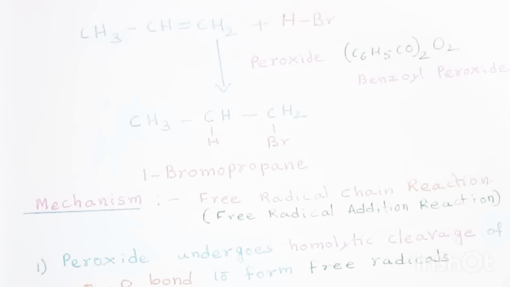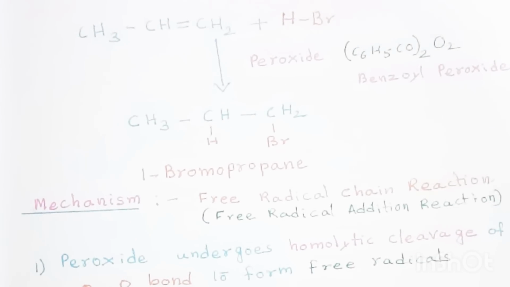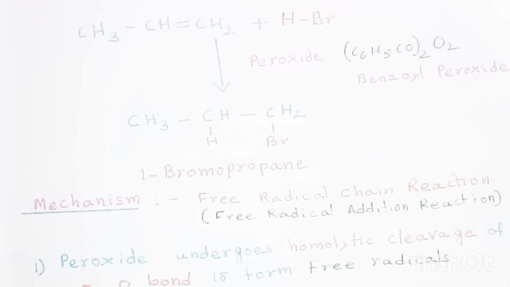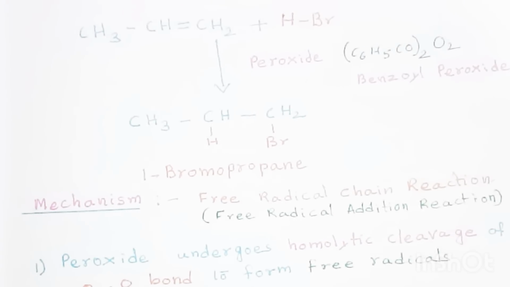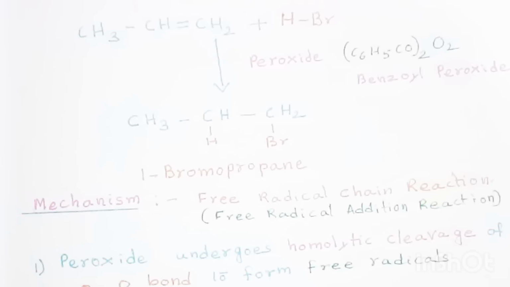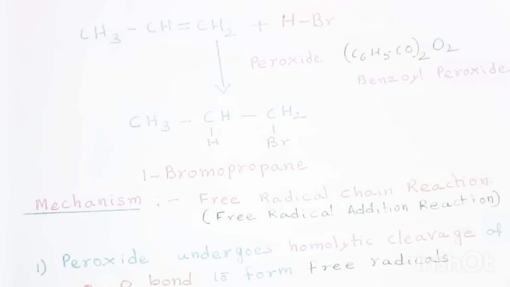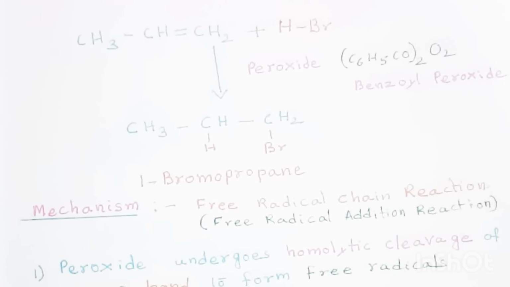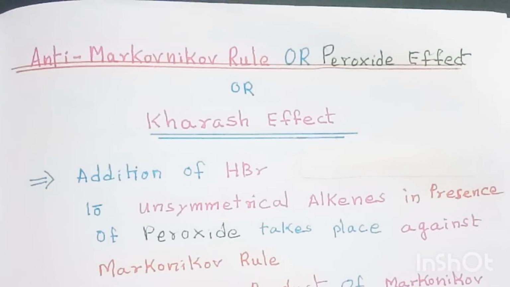So as a result of which we get C6H5 C double bond O radical and another C6H5 C double bond O radical. So we get two free radicals here, C6H5 C double bond O radical and C6H5 C double bond O radical. So two such radicals are formed.